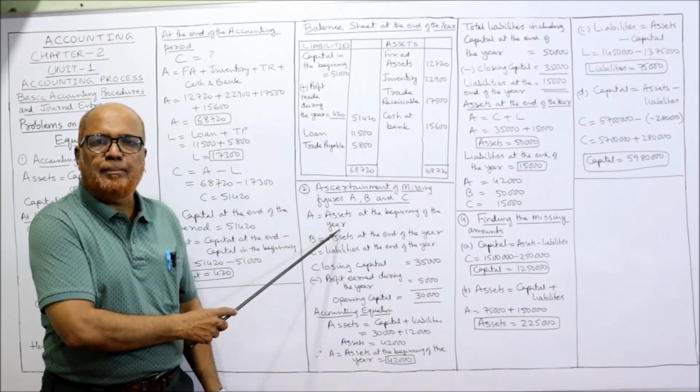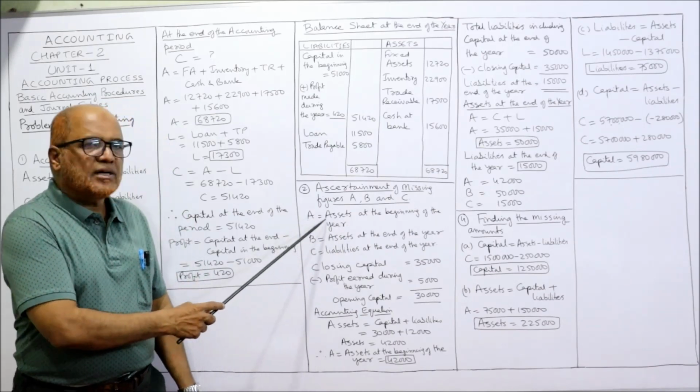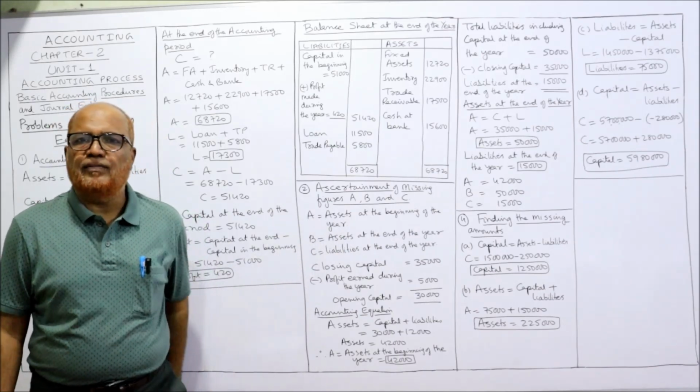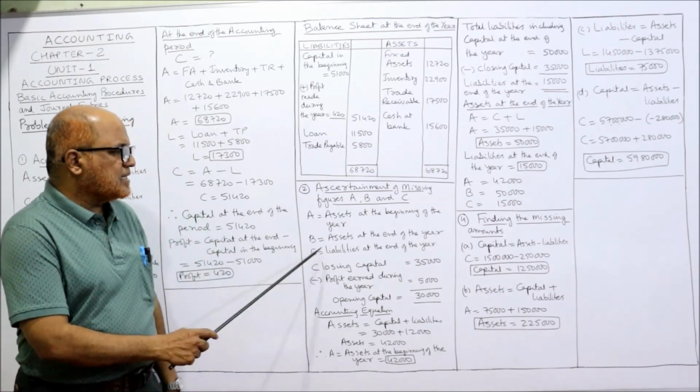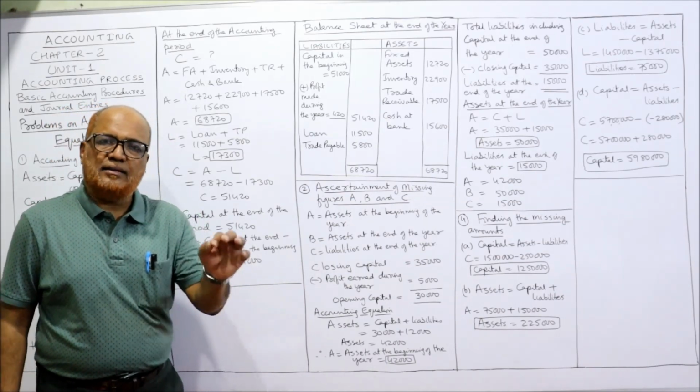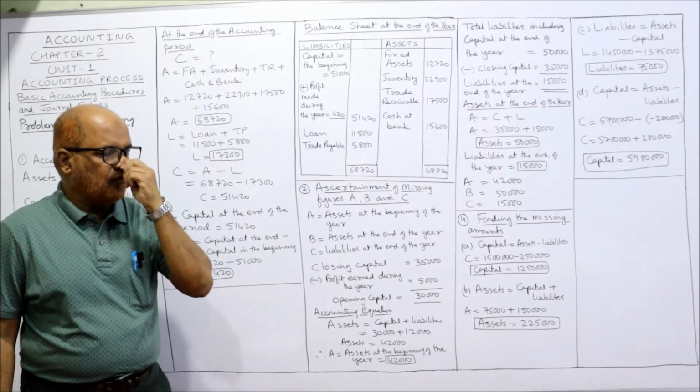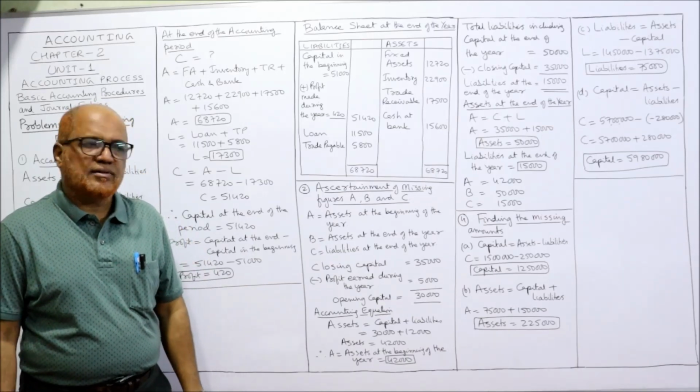Ascertainment of missing figures A, B and C. So A is equal to assets at the beginning of the year. B is equal to assets at the end of the year. And C is equal to liabilities at the end of the year. These three things we have to find out. One by one we can calculate.